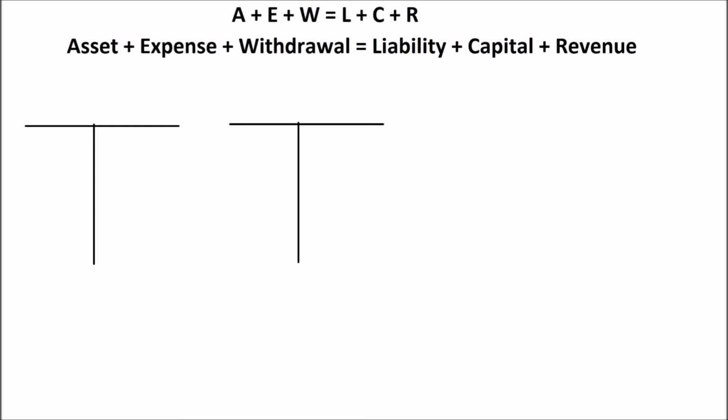And when you look at the right side, it has your liability, your capital and your revenue. So you just reverse the order. Say for example, if you want to increase your liability, you have to increase the credit side of the T account. And if you want to reduce your liability, in that case you have to increase the debit side of your T account.